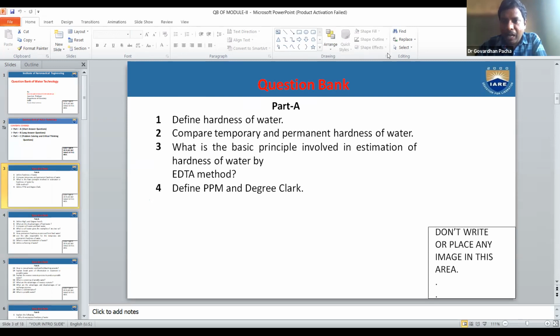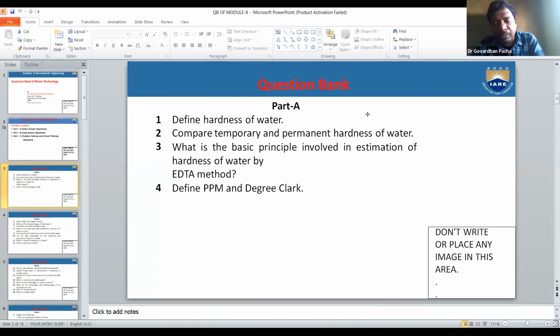Okay, Amma. Are all of you able to see the question bank PPT, Amma? Yes, sir. Okay, Amma. So the third question is over. Next, the fourth question. Define ppm and degree Clark. ppm means million, means how much, Amma? 10 lakh. Million means 10 lakh. That means 10 power 6. ppm means parts per million.